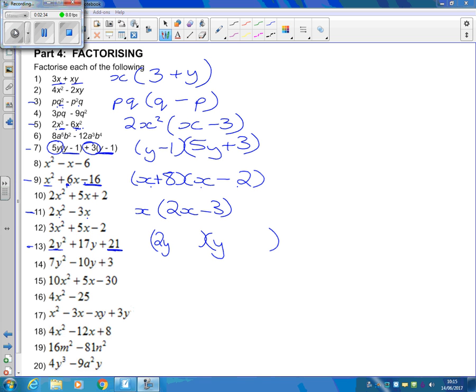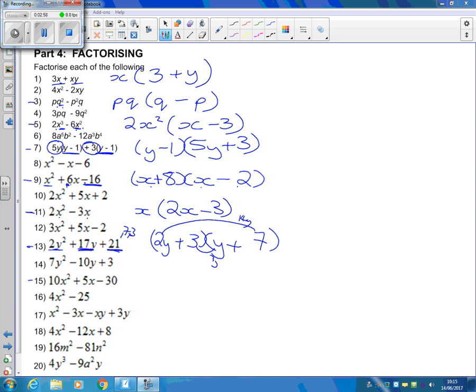I'm also looking for a 21 here. And 21, I'm thinking 7 and 3. 7 times 3 gives the 21. But to get the 17 in the middle here, I've got to put the 7 on the end here and the 3 there. Why is that? Well, look, here's the 7 times 2 makes 14 y's, and then there's another 3 y's there. There's the 17 y's altogether.